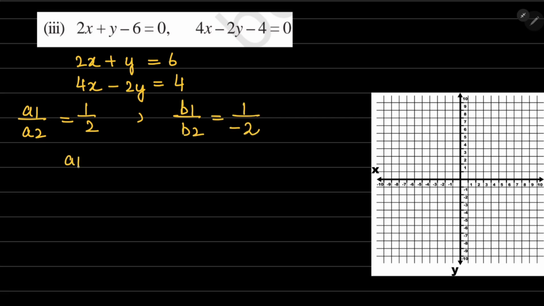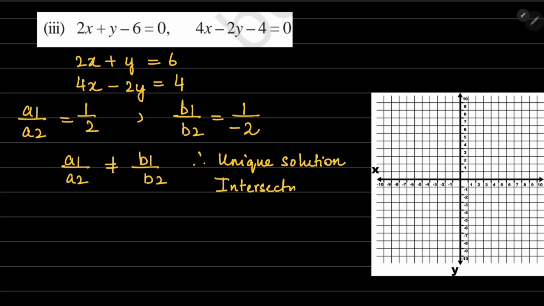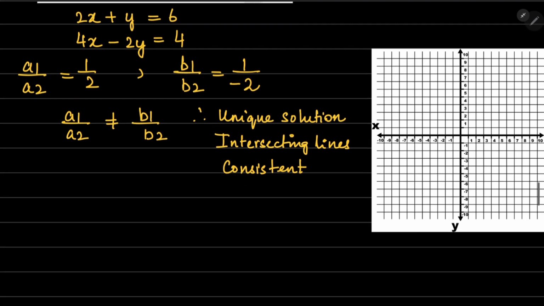So here itself you are getting a1 by a2 is not equal to b1 by b2. Therefore, it has a unique solution. The lines intersect at a point, so you have intersecting lines. And how is the consistency of the system? The system is said to be consistent. But in the question it says if it is consistent, you have to obtain the solution graphically. So let's obtain the solution graphically.